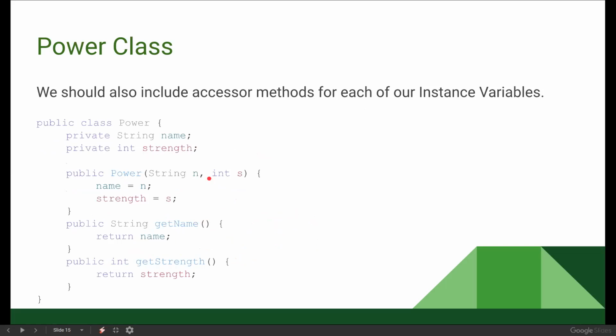We should also include accessor methods for each of our instance variables, because we should be able to show the user what the name and strength of our power is. We might also want to include some mutator methods, but we'll get to that a little bit later.